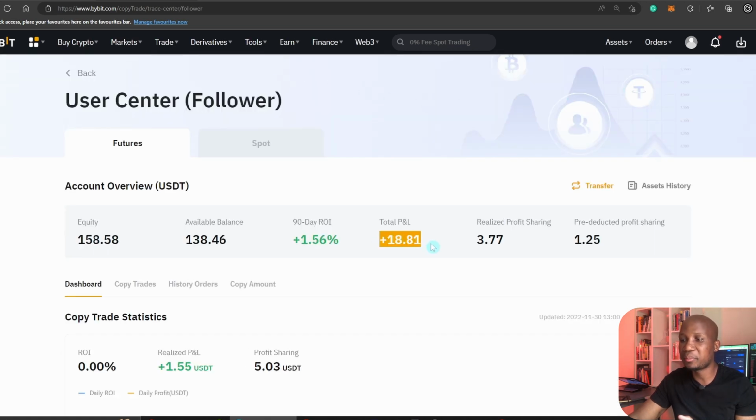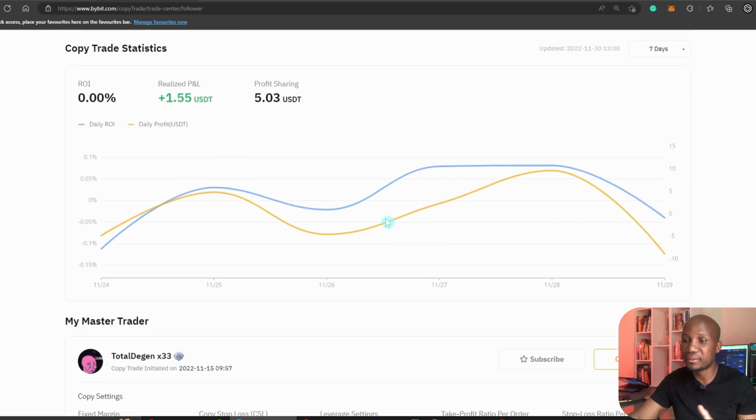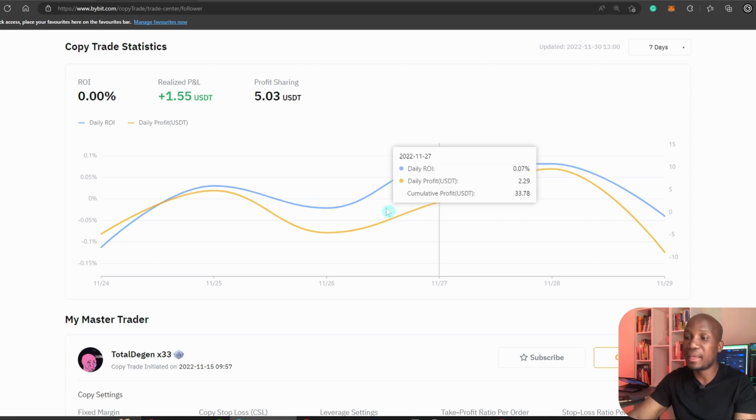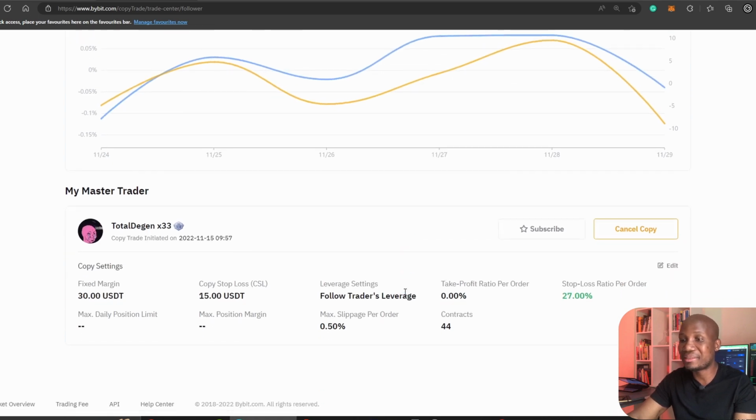From here, we've got a total PNL of about $18. This is about 16 days of trading. When this trader started trading, he was really good for the first 2 to 3 days. But ever since then, it's been a disaster. And we're going to get to that and see exactly what he is doing wrong.